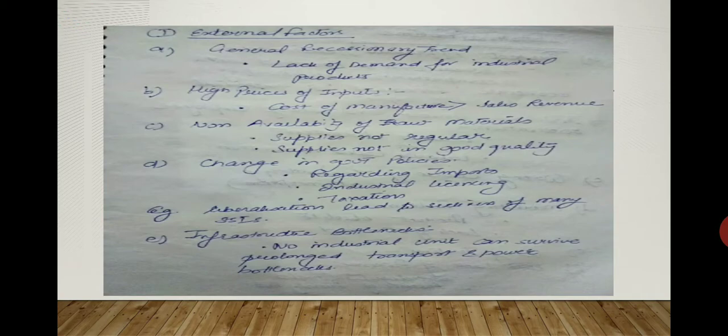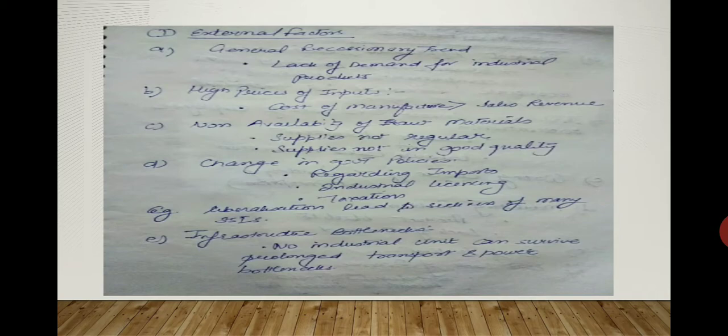External factors include a general recessionary trend in the economy. In recession, the scenario is characterized by massive unemployment, rising prices, and a slackness of demand because people are not demanding the product. So there is no point producing and going for stockpiling at that time. The industrial unit that faces all these things tends to become sick.